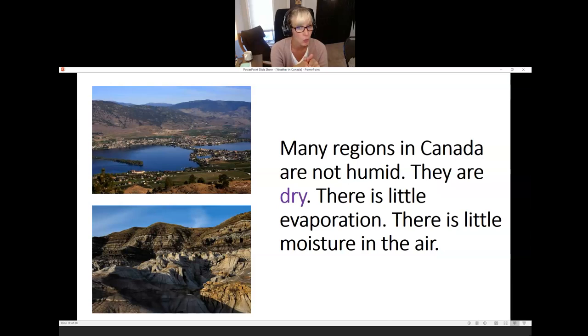Edmonton is very dry, especially in the winter. Edmonton is very, very dry. In Edmonton, in the winter, when you breathe in, oh, ow, it hurts your nose. That's because there is no humidity in the air in Edmonton. So these pictures are southern British Columbia, and the bottom picture is southeastern Alberta. Very dry in these regions. There's not a lot of water and moisture.